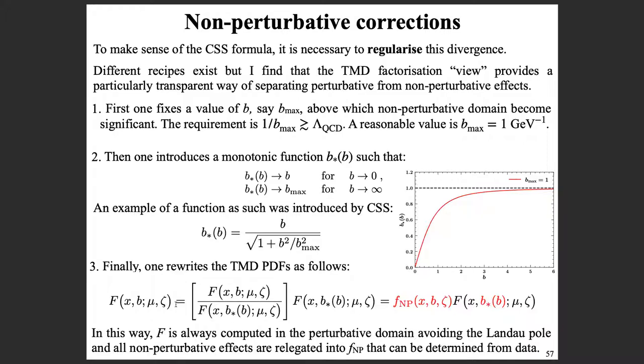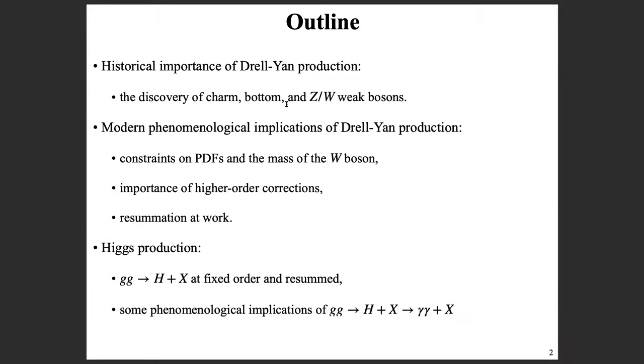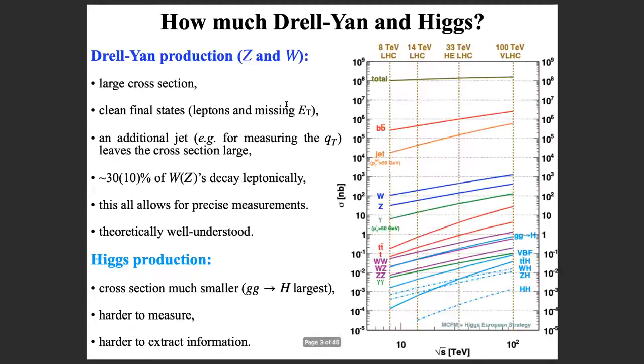All right, so as I was saying, we have introduced this FNP. Now we will look at how Drell-Yan production at fixed order performs compared to data, and then we will also look at the effects of resummation. After that we'll see some phenomenological implications for how we can describe Higgs production, specifically inclusive Higgs production in gluon-gluon fusion, where the Higgs eventually decays into a pair of photons. So let me start with Drell-Yan and Higgs.